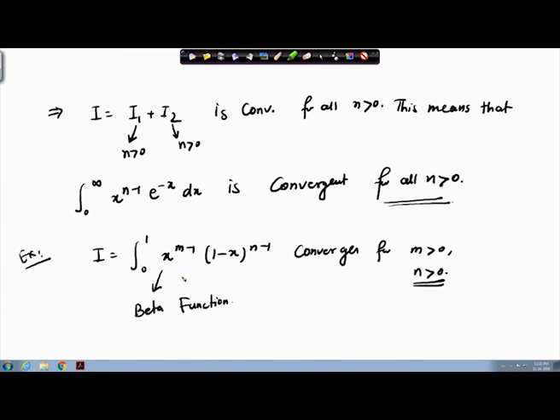So, we will probably do that in our next class, and I hope I was able to give you sufficient examples and theories on improper integrals. We will work out a few examples in your assignment sheet as well.